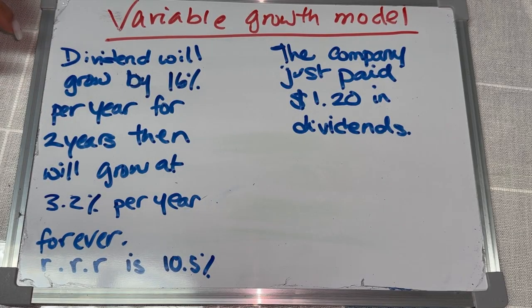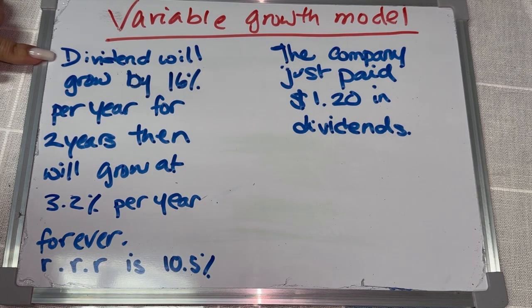So let's look at the last growth model, which is the variable growth model. In this model, the dividend growth keeps changing. So some years it's at 16%, as in this case scenario, then it's at a constant growth at 3.2, and another case could be 0 for a couple of years, and then it grows for 20%. I mean, whatever it is, it's variable, it keeps changing, it's not constant, and it's not a 0 growth rate.